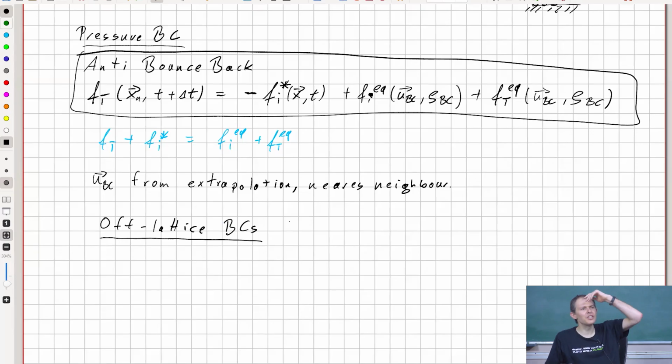Off-lattice boundary conditions are usually only implemented for velocity boundary conditions. And the reason is the following. If you have a pressure boundary condition somewhere, this is usually at the end of your simulation domain, where you say, okay, I have to have an atmospheric boundary condition. And the location, the orientation, and whether this is a straight line or not is usually not really important for you, because it's a cutoff of your domain anyway.